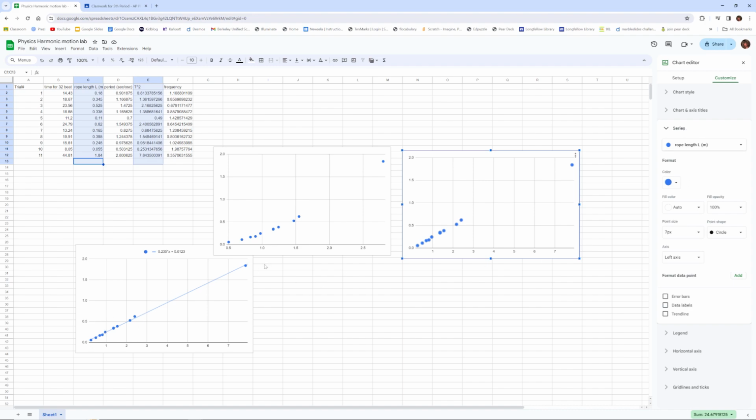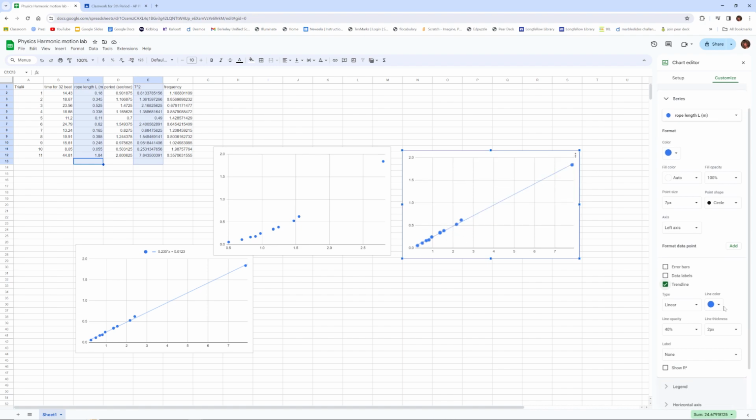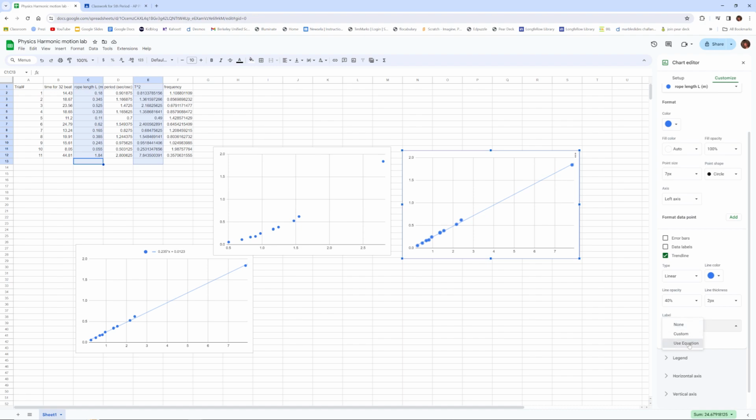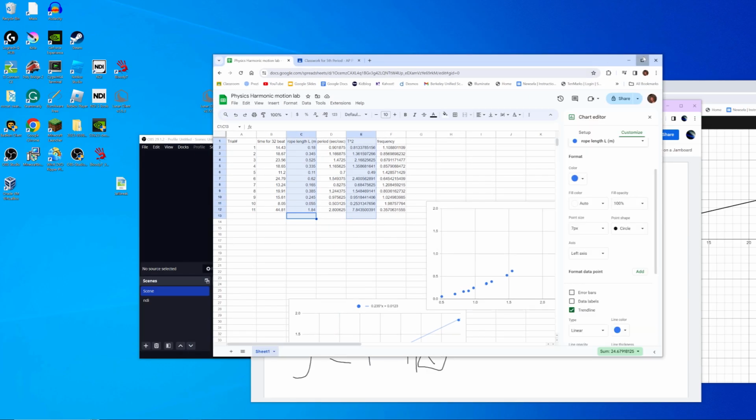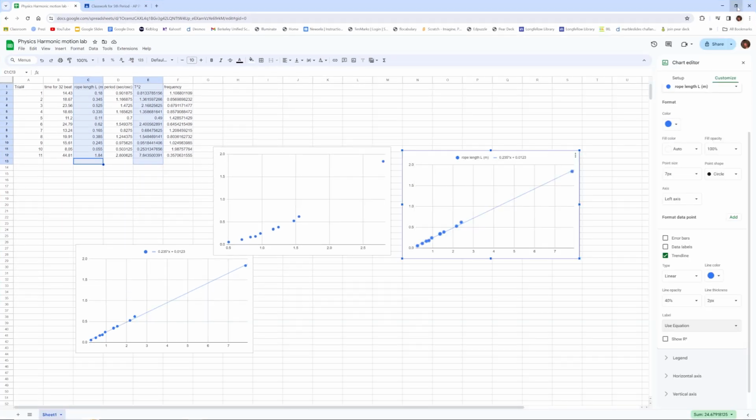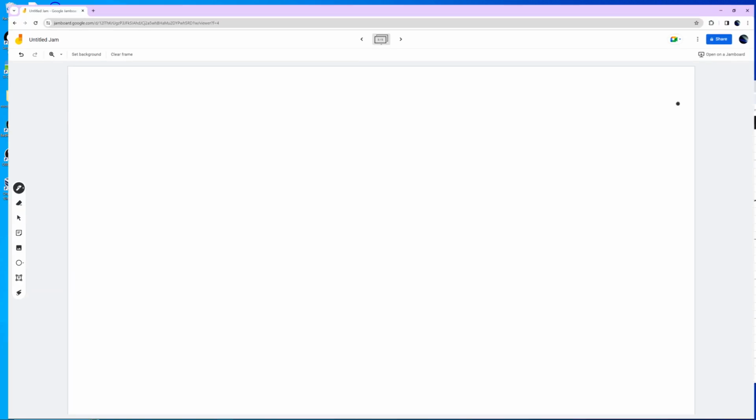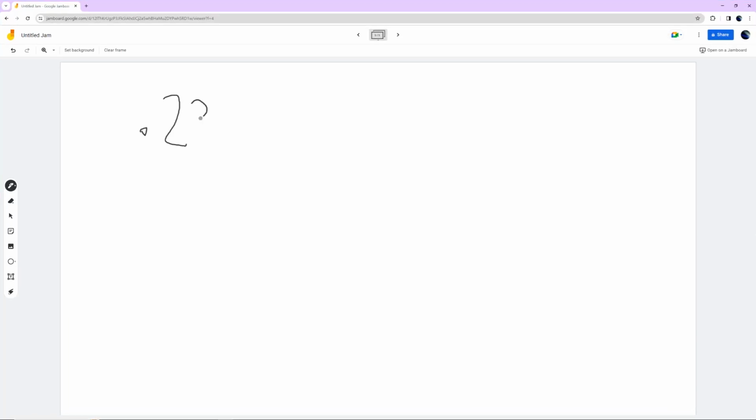So now, how do we get a cool line like this? From the setup, you can click the Customize tab, go to Series, click Trendline. It'll approximate a best fit line. And if you want to see the equation for it, switch the label to Use Equation, and we can see we have the exact same thing here now. We're getting a slope of 0.235, and it's going to be different for you guys, obviously, because we have different data. But 0.235 is equal to m, right?